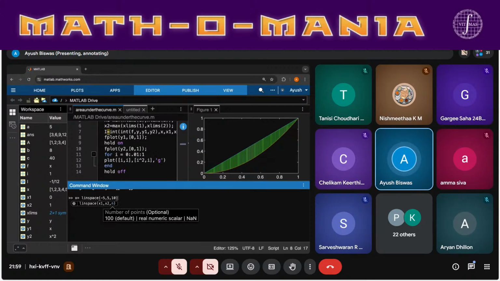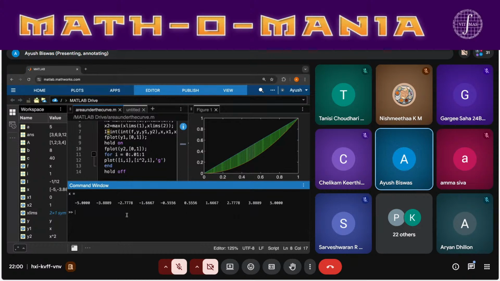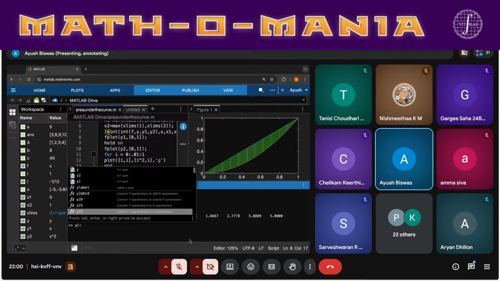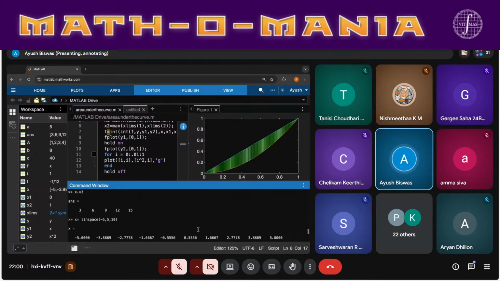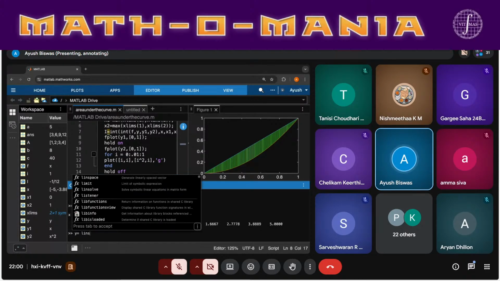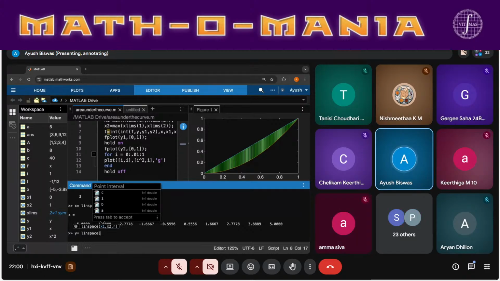Let's say we want to generate 10 equally spaced points between -5 to 5. So yeah, that gives us 10 equally spaced points between -5 to 5. Okay. For our next example, we would need another vector. So let's also create a vector called y using the same command.